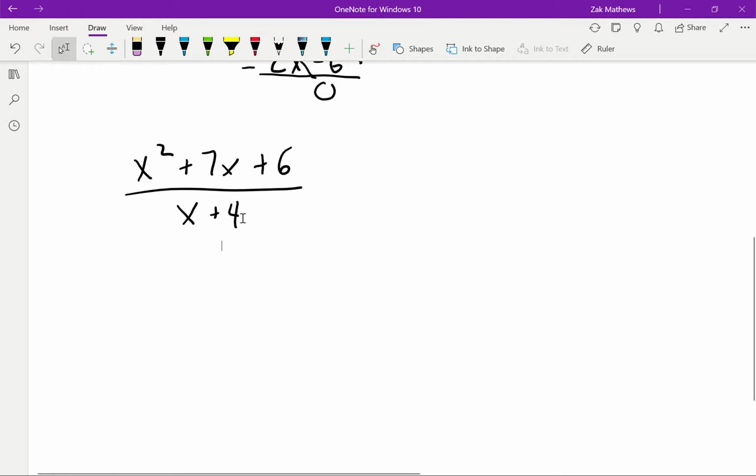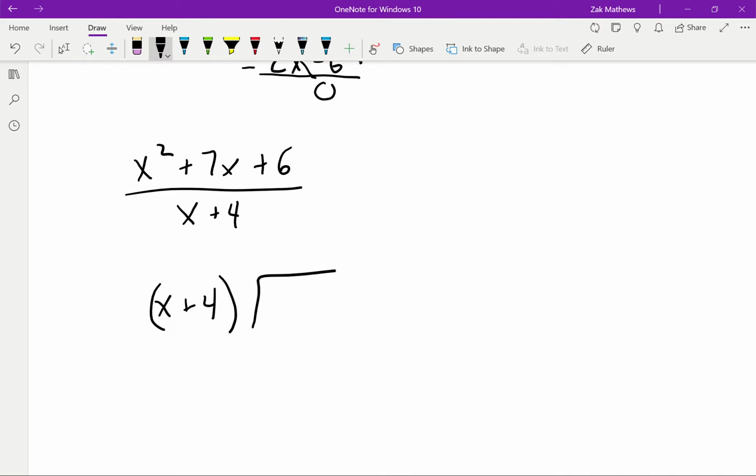This is an example of something where this does factor, x plus 6, x plus 1, but those factors won't cancel. And so we need to use long division. So I'm going to set up my division. X plus 4, we're dividing into the x squared plus 7x plus 6.